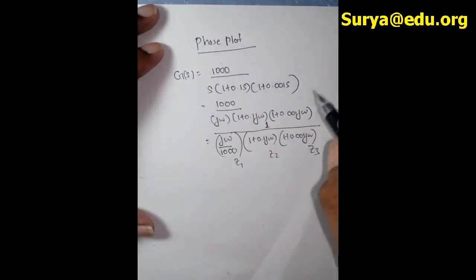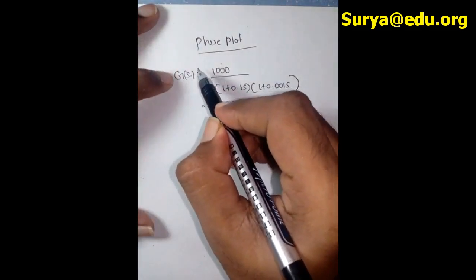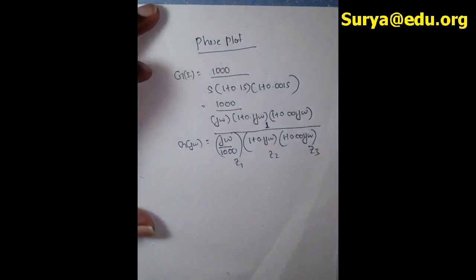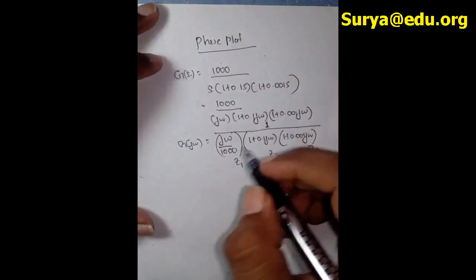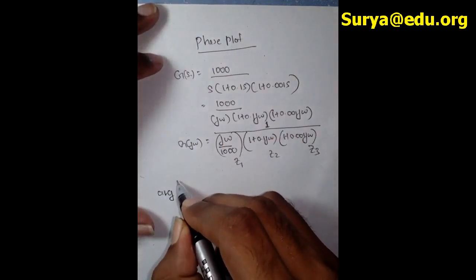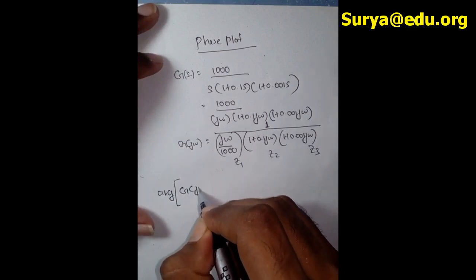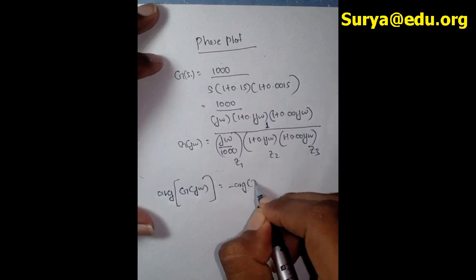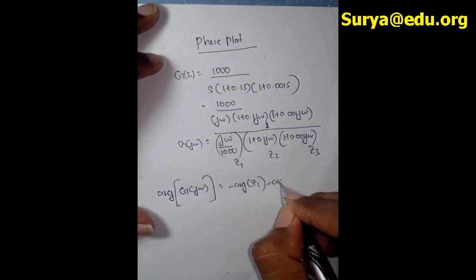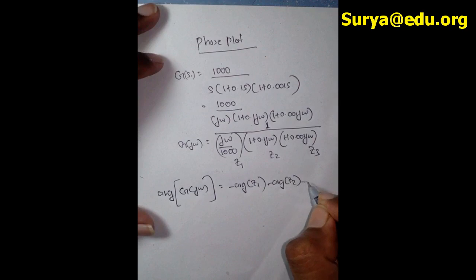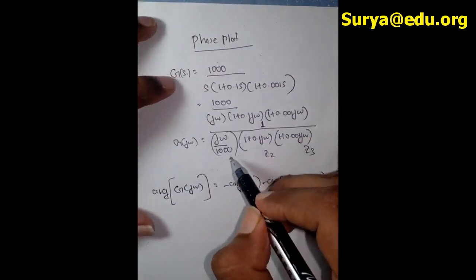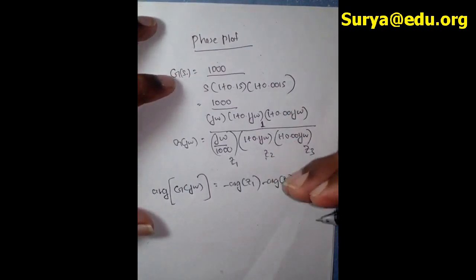Then I told you to consider these as separate complex numbers, Z1, Z2 and Z3. So what is the phase plot? By putting S equals j omega, this also becomes G of j omega. Very easy. Now what is the argument? Actually the phase plot is that argument. So argument of G of j omega means minus argument of Z1 minus argument of Z2 minus argument of Z3. Why did this minus come, guys? The reason is these three complex numbers are downstairs.